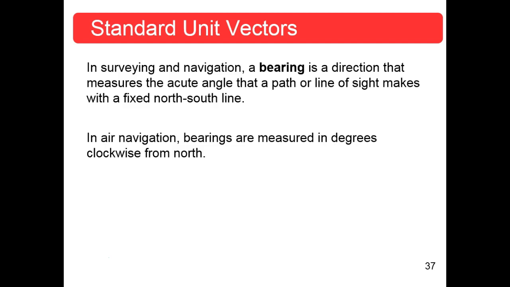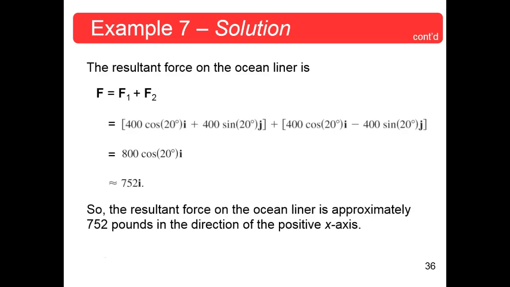But in surveying and in navigation, so if you're going into nautical engineering, which I know how to use, the bearing is a direction that measures the acute angle that a path or a line of sight makes with a fixed north-south line. Always the acute angle from a fixed north-south line. Now, in air navigation, bearings are measured in degrees clockwise from north. Actually, nautical navigation as well, but we'll let them think otherwise.